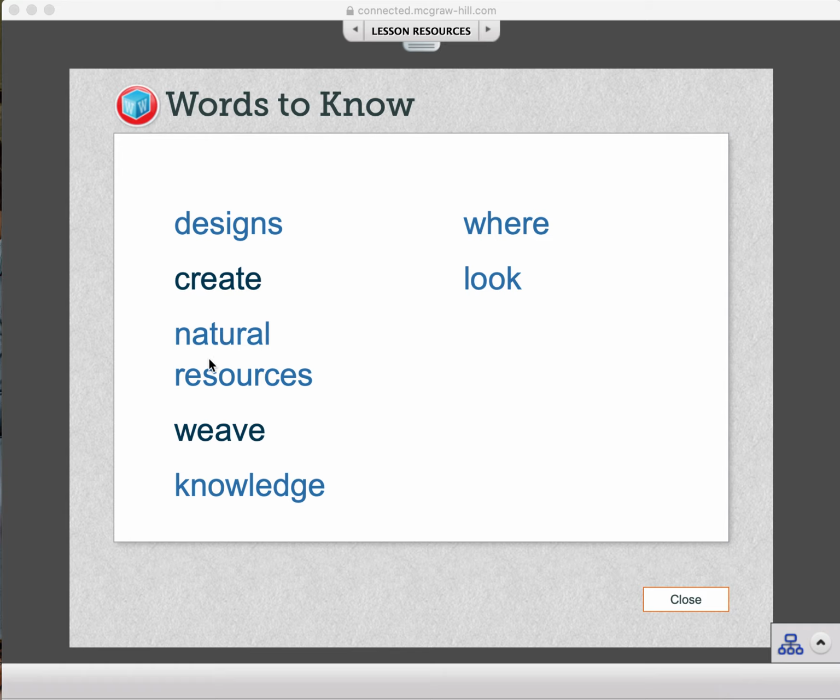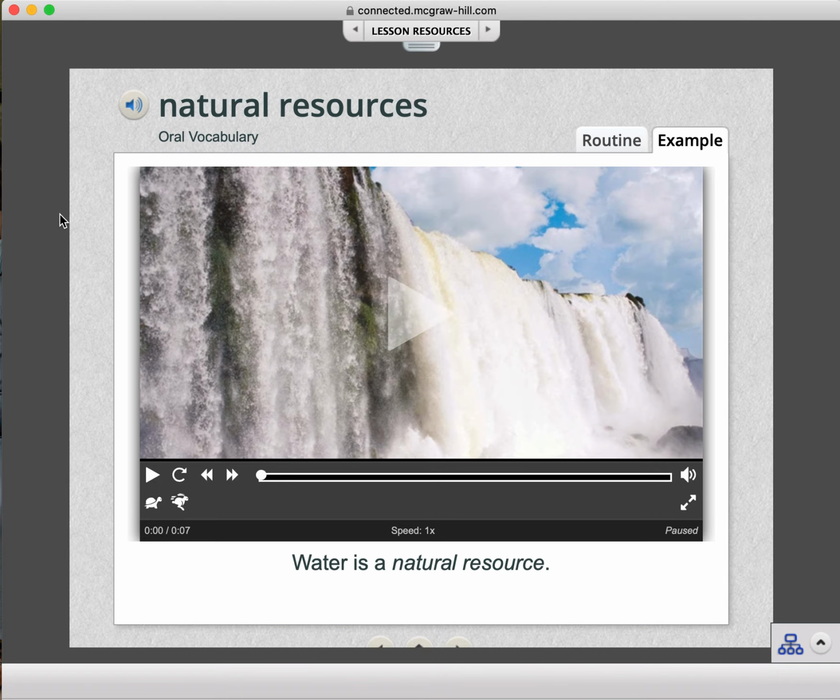Let's look at our first word. The word is natural resources. Natural resources. Water is a natural resource. Just like the sentence said, water is a natural resource. It is found in nature and we use it to drink. What is a natural resource near your house?